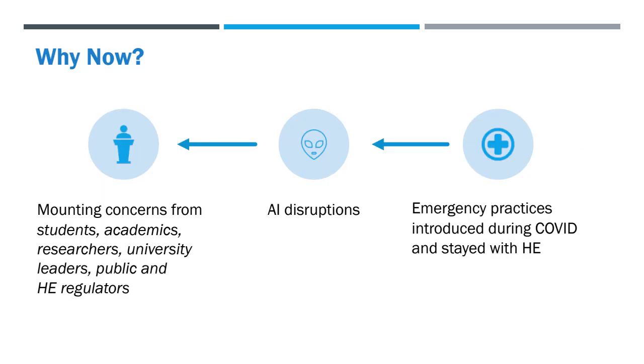This hasn't happened in isolation. It's been in response to concerns raised by students about the assessments, academics, academic leadership, employers, and even the governments. Two disruptions in particular have brought these concerns into sharp focus: the rise of AI tools and their availability, and the risk that they have posed to academic integrity, and also the emergency assessment practices we had to adopt during COVID.